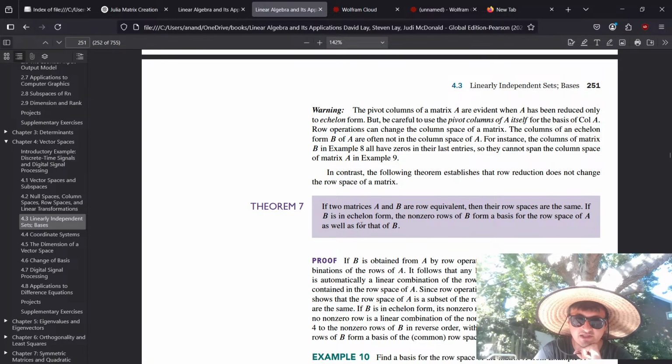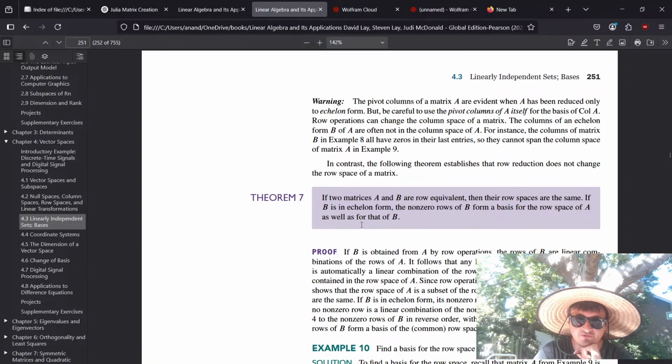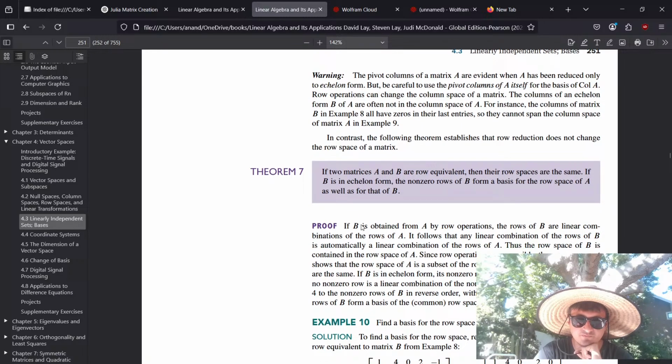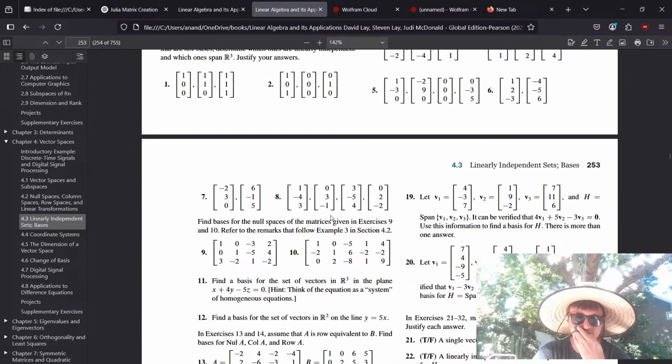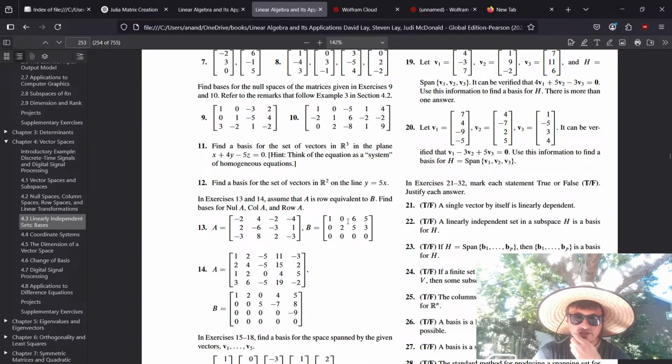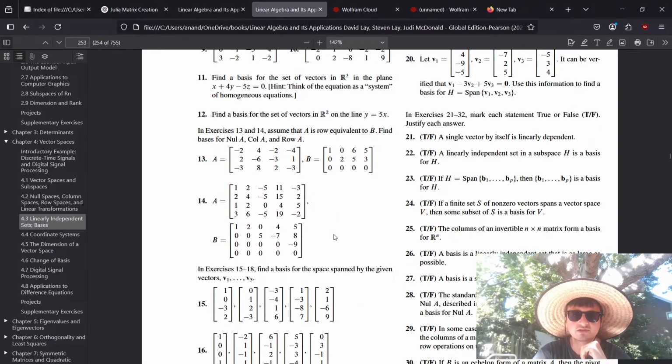And if B is in echelon form, then the non-zero rows of B form a basis for both A and B, for the row space of A and B. So since B is in echelon form, then we can take either these two or these two. Okay, now the null space, you do the same process as before. You write the solutions in parametric vector form, and then you just take those vectors in that form as your basis, and that'll be a basis for the null space.